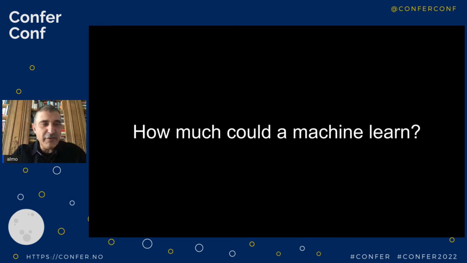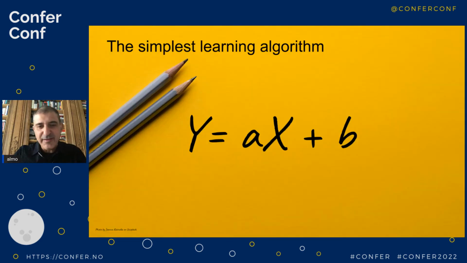And now actually there is a very nice combination called neurosymbolic computation that we are trying to get more, combining both approaches. But let's start with a very simple way to learn from the data. So probably you recognize this formula. This is a simple linear formula that we use for a linear regression.